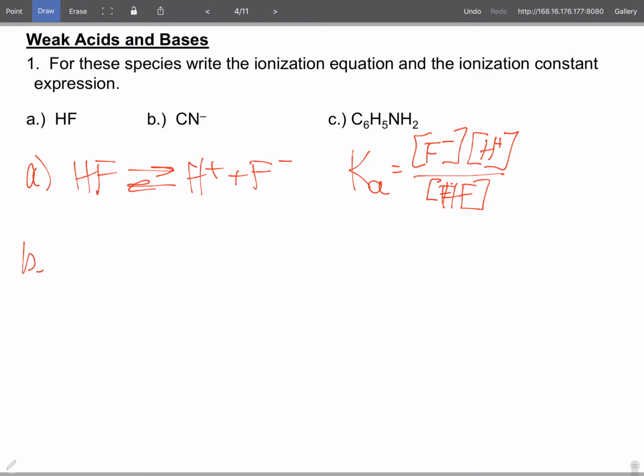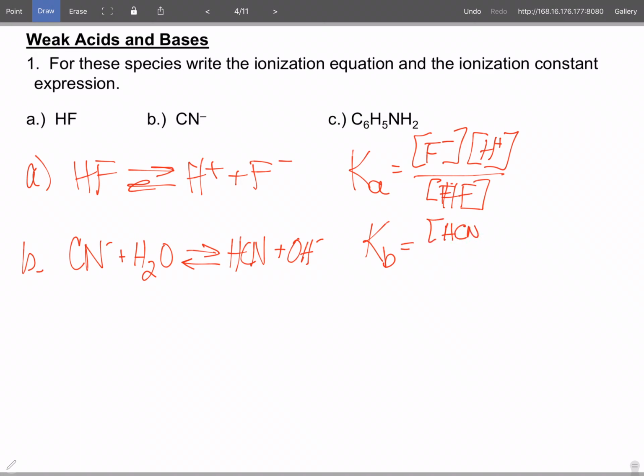Okay, so B is actually starting with a conjugate base, so we're going to have to put in water. So we'll end up with HCN plus OH minus. So this is actually a Kb. When in doubt, look at it: CN minus has no proton, so it can't be an acid. So in this case, the protonated form of the acid and the hydroxide appear in the numerator. In the denominator, we have cyanide minus.